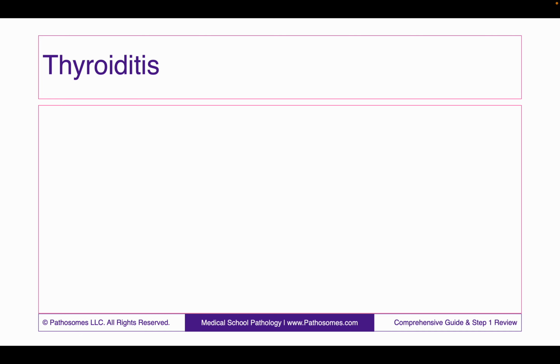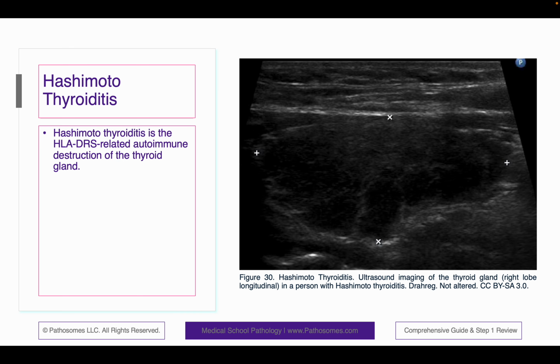Now, thyroiditis. You know what that means. Thyroid, like the gland. Itis, like inflammation. Let's talk about it. Hashimoto thyroiditis. You definitely must be very familiar with this. Now, Hashimoto thyroiditis is the HLA-DR5 related autoimmune destruction of the thyroid gland.